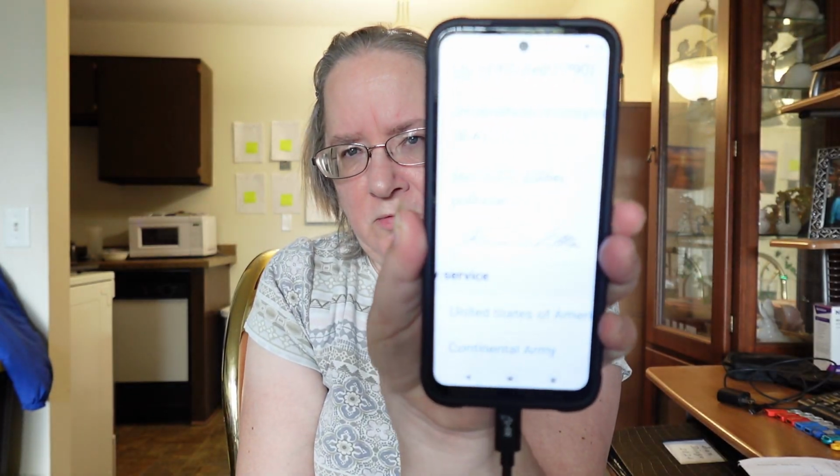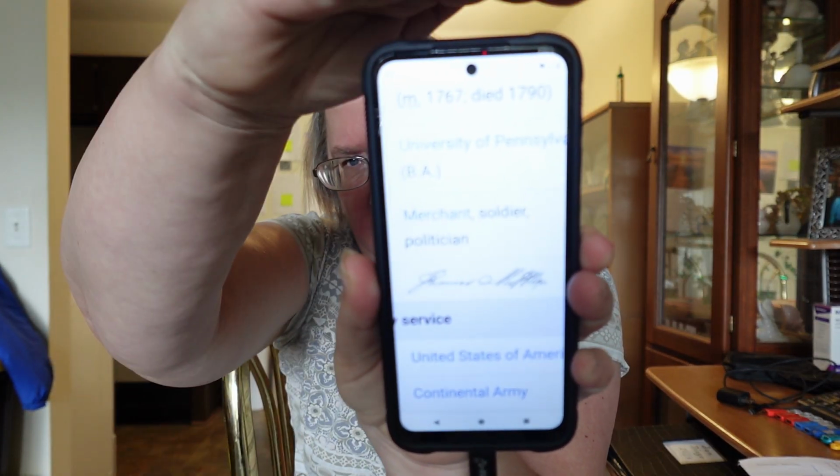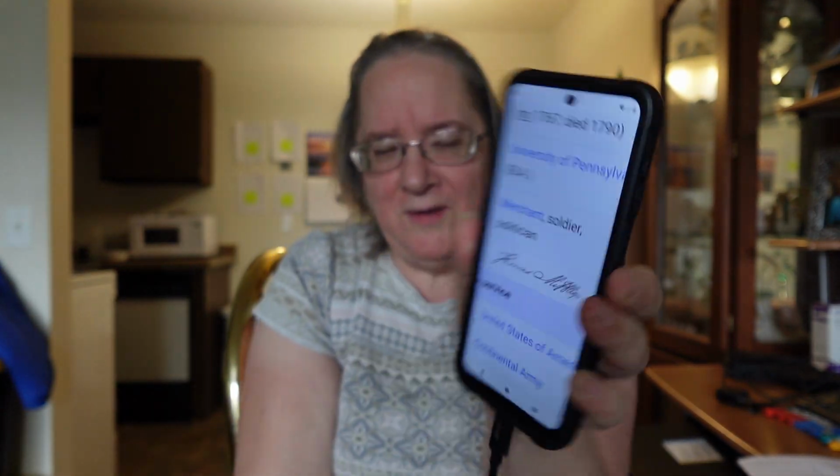He was part of the Federalist Party before 1790 and became a Democratic Republican. He was married to a woman named Sarah Morris. His education was the University of Pennsylvania with a BA. His profession was a merchant, soldier, and politician. Now, his signature is a little bit more doctor-like. So that's his signature. I don't know how well you can see that. So he was in office from November 3rd of 1783 to June 3rd, 1784.